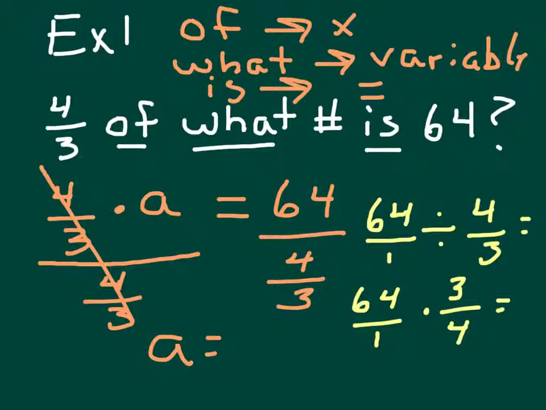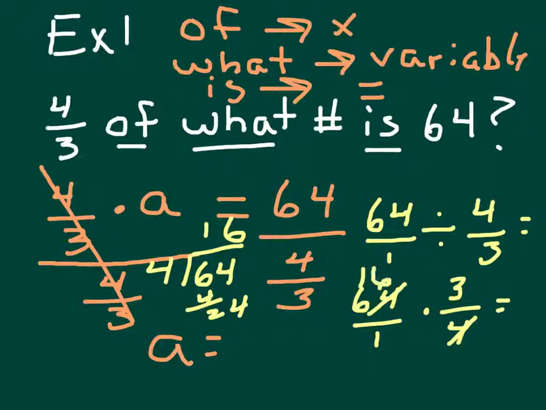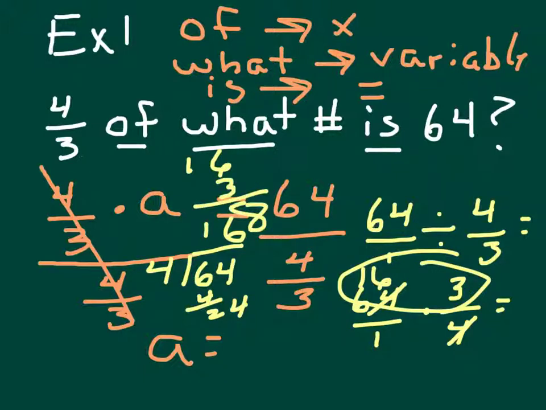Now you can cross cancel. First I'm going to check to see if I can divide 64 by 4, and it looks like I can. The answer is 16. So I'll divide both of these by 4, leaving 16. Now take 16 times 3, and I get 48. So A is equal to 48.